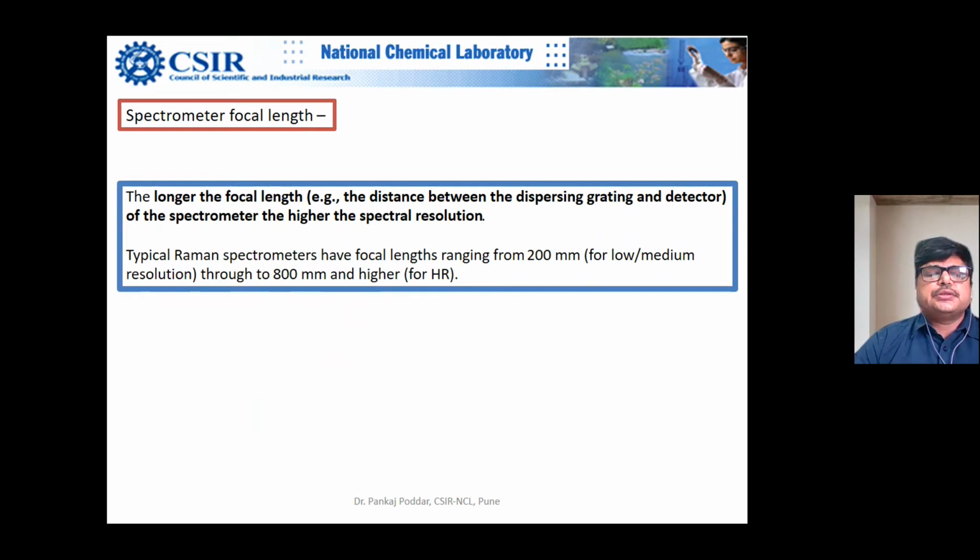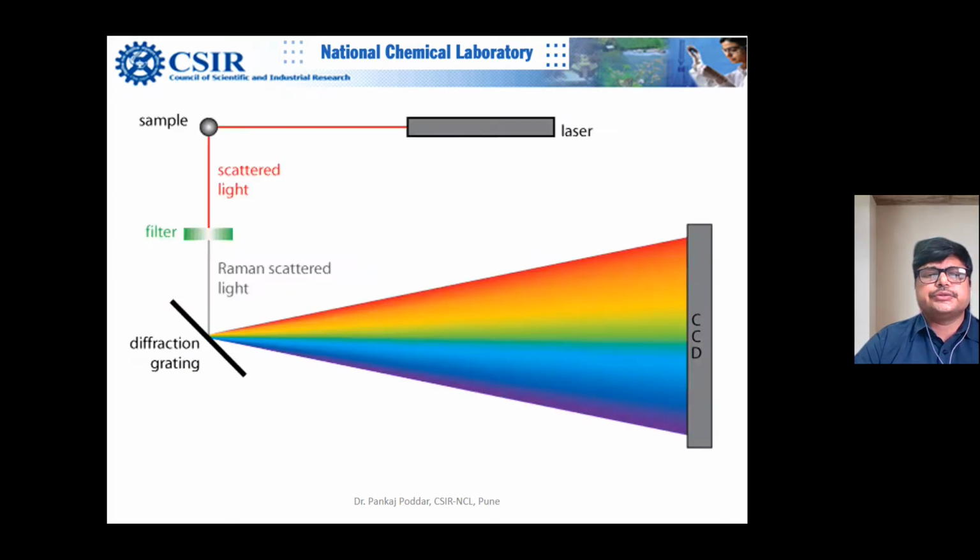Spectrometer focal length plays a major role. The larger the focal distance, the better the resolution becomes. For example, if you take a 200 millimeter focal length, the dispersion will not be good in comparison to 800 millimeter, which will have higher dispersion. The example is simple. You can look at your own projector. When you put the screen far away from the projector, obviously the objects look much bigger. If you keep the screen closer to the projector, then objects look smaller.